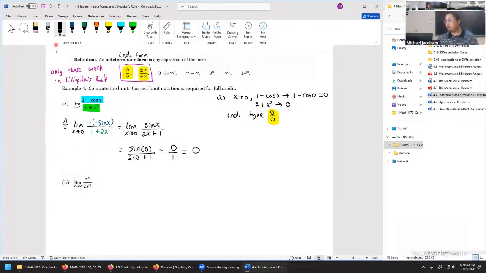Okay, well, let's take a look at what happens now this time as we take a limit as x tends towards infinity. If the limit exists here, we'll get a horizontal asymptote.